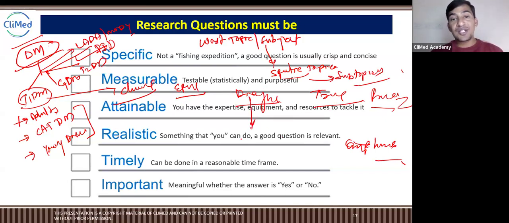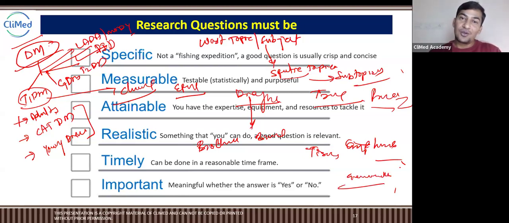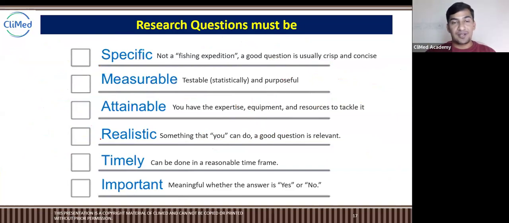If I want to do diagnosis, in diagnostics also there are biochemical biomarkers, tissue biomarkers, genetic biomarkers. In which biomarkers do you want to do the study? So you have to come to a very concise and crisp topic. You cannot go ahead with a vast topic. And who will do this? Only you can do this, no one else.